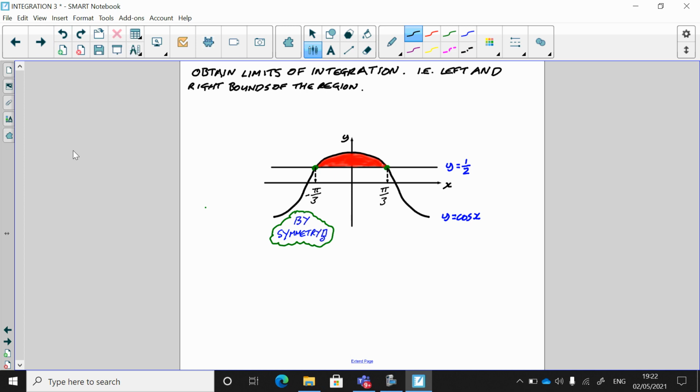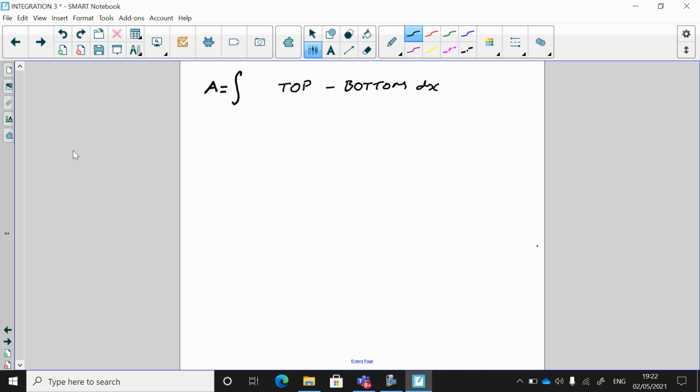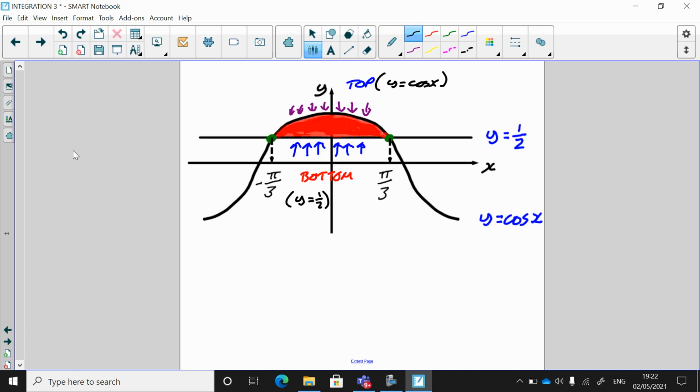Right, here we go. Next stage. Top minus bottom. There's my limits. Okay, top. There you go. I've just shown the picture there again for the non-believers. Cos x is definitely top. Y equals a half is definitely bottom. Because it's cos x take away a half between the limits, negative pi over 3 at the bottom to pi over 3 at the top.